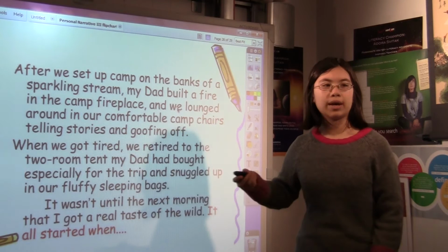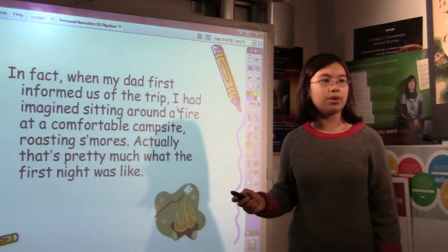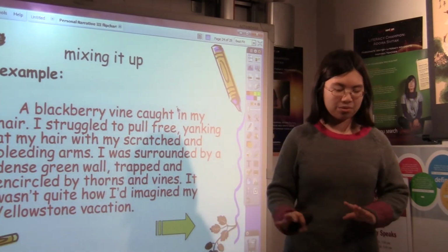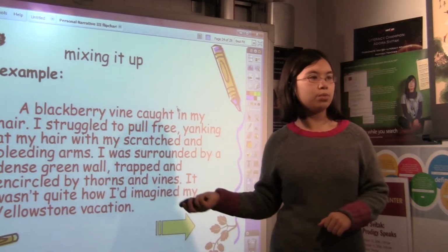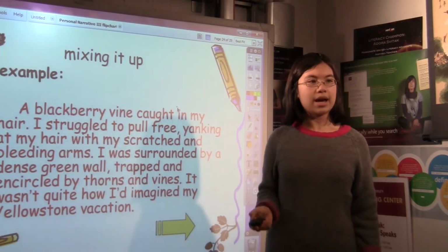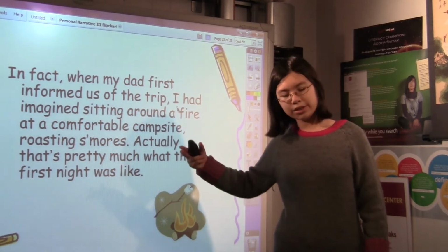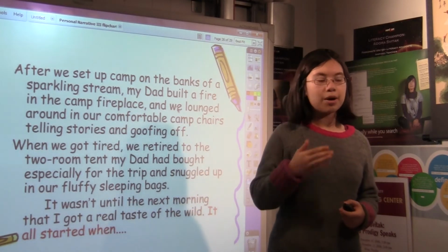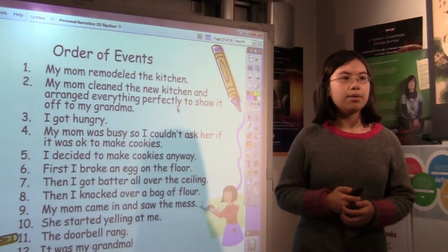It all started when... I'm kind of going back in chronological order, but I start with this really active, basically struggling conflict here about being lost in the woods, trying to pull free of all these vines. When I start with something like that, I draw the reader in immediately, and then they're wondering, well, how did you get to that point? So you kind of go backwards, and you give your 1, 2, 3. So it is possible to do it out of chronological order, as a lot of you did yesterday, and that can possibly make it more exciting.